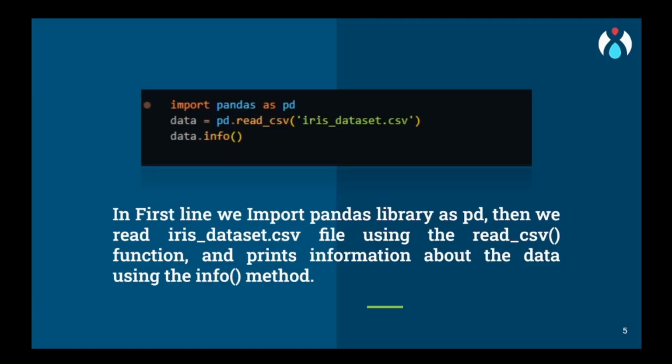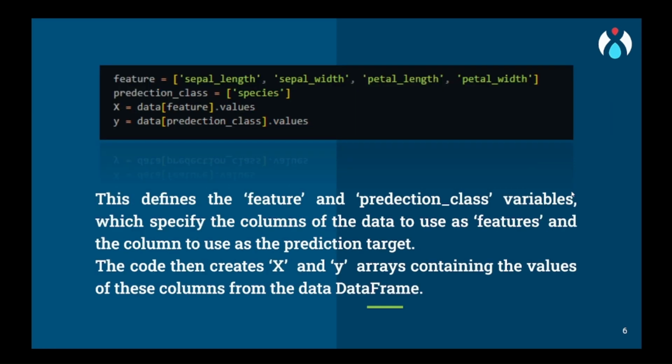First we will start by importing the pandas library, and we will read the dataset using the read CSV function, and we will get all the data information using the info function. Then we will assign all the columns that we have to take from the user and store them in the features variable, and the column we are predicting will be stored in the prediction class variable.